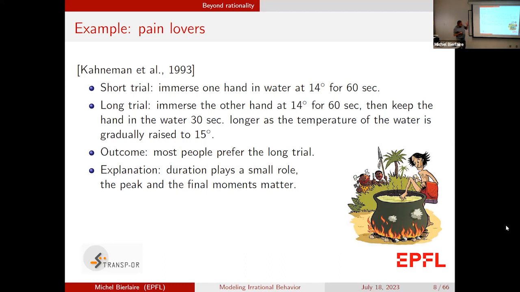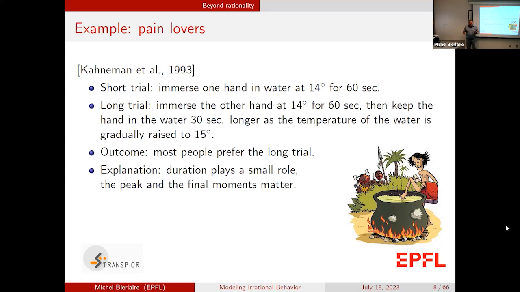I didn't try it, but I imagine it's not present. So this is what they call the short trial. And then they ask to put the other hand, the right hand, this is a long trial, again, for 1 minute at 14 degrees, and then they want us to keep the hand in the water, and they warm it a little bit, all the way to 15 degrees, not big, okay?